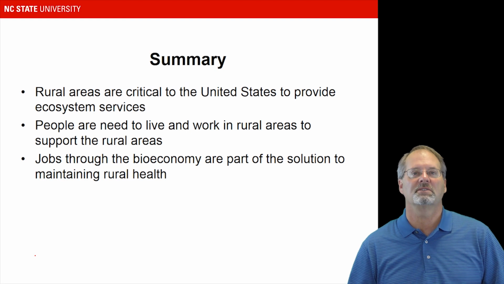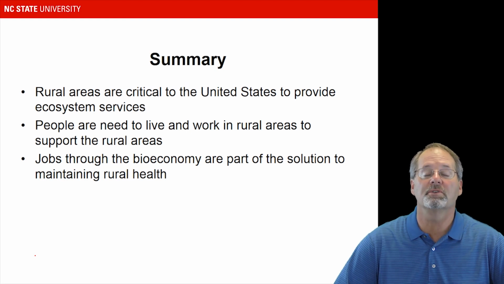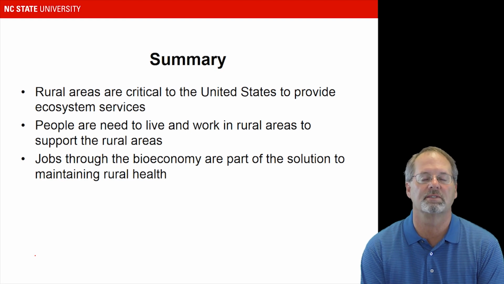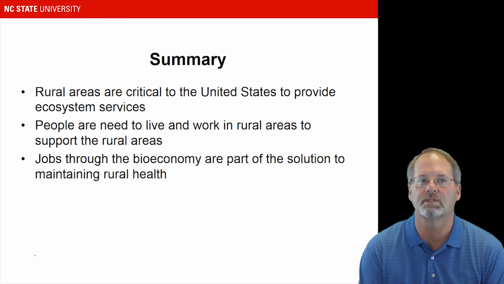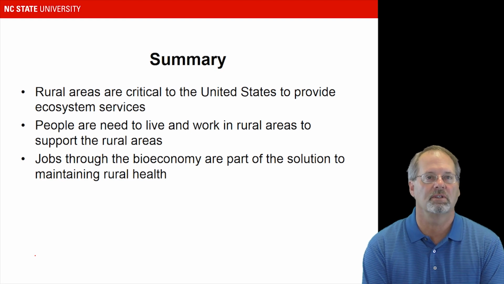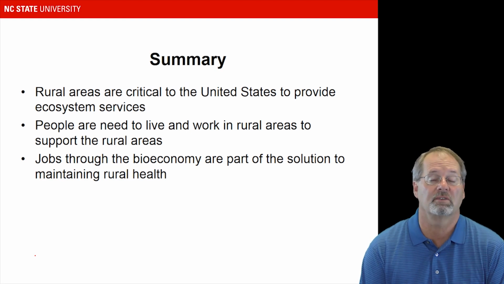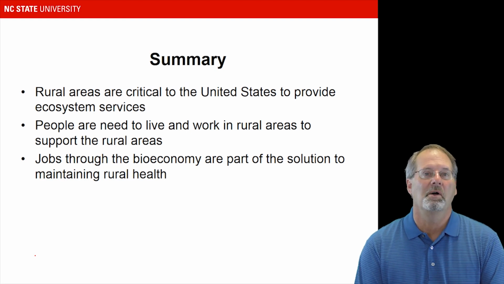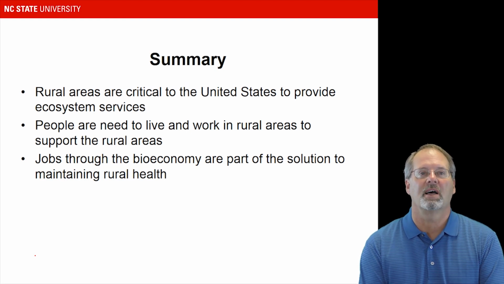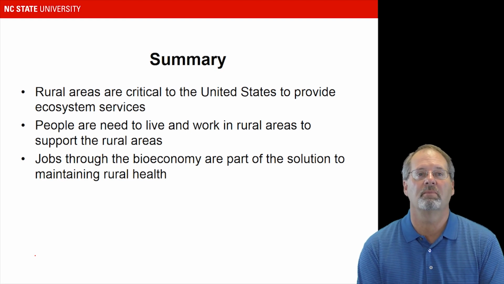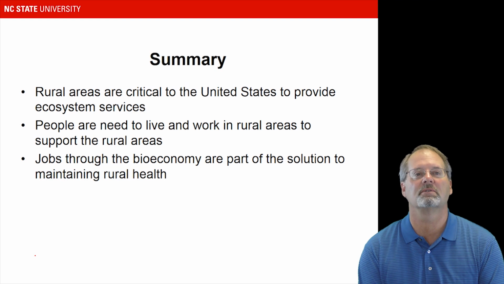Okay, now I'd like to just summarize. First point that's really important is rural areas are important to the United States. They provide what's called ecosystem services that society really depends on to live. Some of these things are extremely critical, as you can imagine: oxygen, water, clean air. That's very, very important, and rural areas help us provide those services.